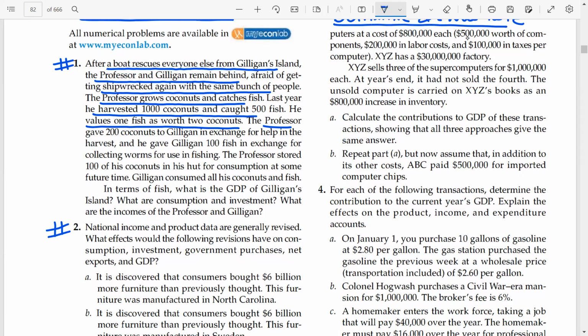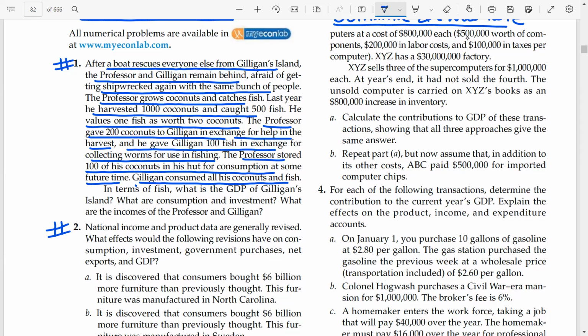The professor gave 200 coconuts to Gilligan in exchange for the help in the harvest, and he gave Gilligan 100 fish in exchange for collecting worms for use in fishing. The professor stored 100 of his coconuts in the hut for consumption at some future time. Gilligan consumed all his coconuts and fish.